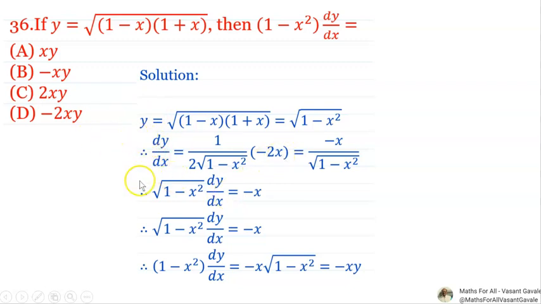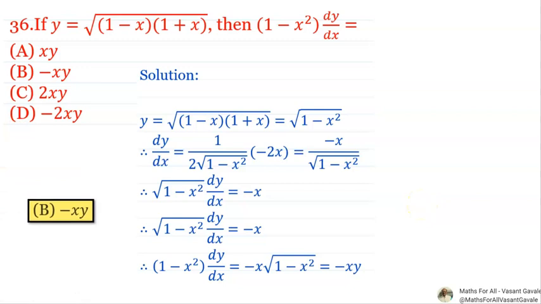तर इथे काय, dy by dx is equal to minus x upon root of 1 minus x square. हा डिवायडेड बाय इकडे मल्टिप्लाइड झाला. परंतु आपल्याला कसली व्हॅल्यू फाइंड आउट करायची? 1 minus x square into dy by dx. Therefore, we are multiplying on both sides by root of 1 minus x square. Then you will get 1 minus x square into dy by dx is equal to minus x root of 1 minus x square. But what is the value of root of 1 minus x square? And that is y. And hence, you will get the answer minus xy. Option B is the correct one.